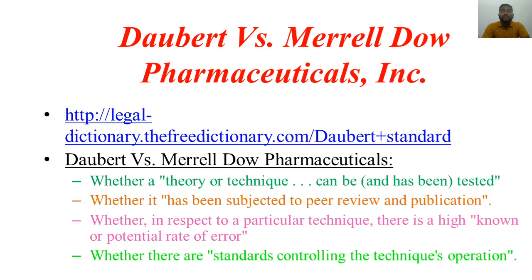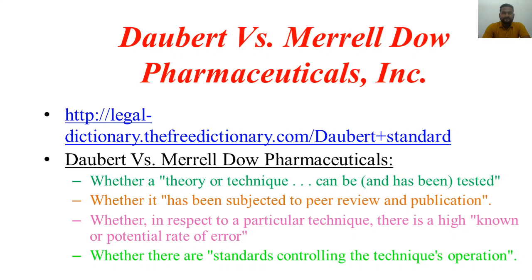The next is Daubert versus Merrell Dow Pharmaceuticals. Again, the same link has been provided to you. You can visit that link and there you will get full details of this case. So what were the findings of this case? Whether a theory or technique can be and has been tested. That means, can it be retested? Can the same test be performed or reperformed for another evidence or the same evidences? That should be checked. The next is whether it has been subjected to peer review and publication, whether the same technique or instrument has been reviewed by different agencies or different experts.